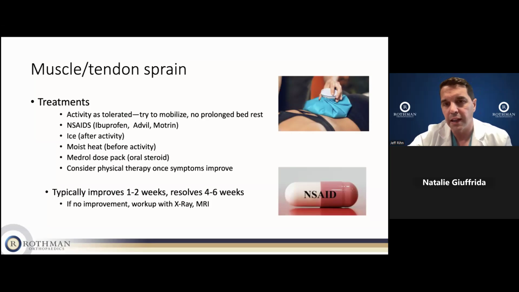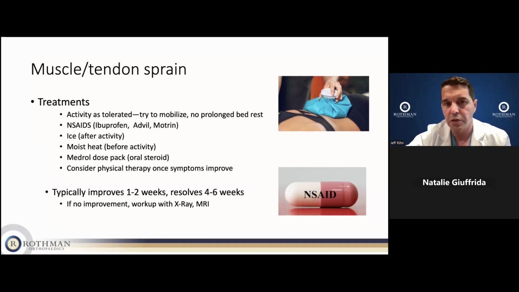Muscle and tendon sprain, again, is probably the most common cause of back pain. And this is usually an acute issue that you get from bending or lifting or twisting or doing sports or golfing. And you get acute low back pain. It doesn't tend to radiate down your legs or cause any nerve symptoms.